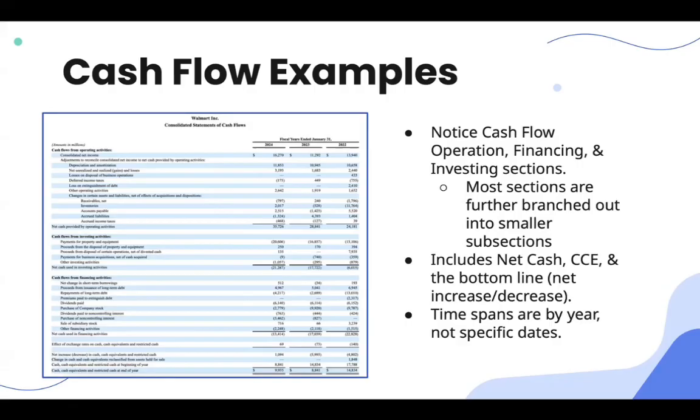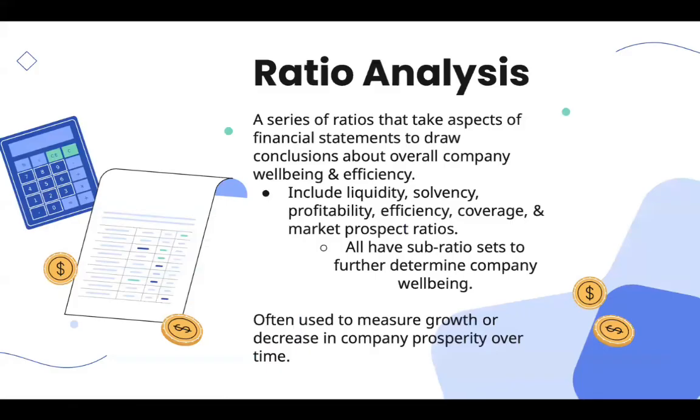Now that we've covered cash flow, let's dive into ratio analysis, a critical tool used to evaluate companies' financial health and efficiency. Ratio analysis takes different aspects of a financial statement and uses them to assess overall company well-being. It helps businesses, investors, and analysts determine a company's strengths, weaknesses, and financial stability over time. By examining different financial ratios, we can gain insight into how well a company is performing, whether it's growing, and if it can sustain operations in the long run.